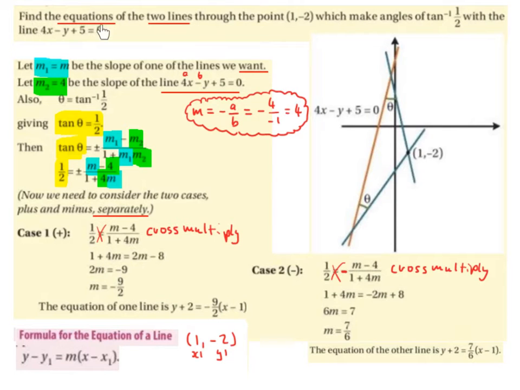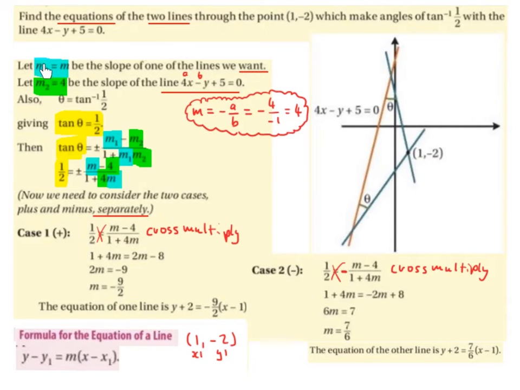Find the equations of the two lines through the point 1, minus 2, which make angles of the inverse function of tan of a half with the line 4x minus y plus 5 is equal to 0. So this time we're looking for the equation of the two lines. In the last question we were given the equation of the two lines and asked to find the angle. Now we're doing the opposite way around.